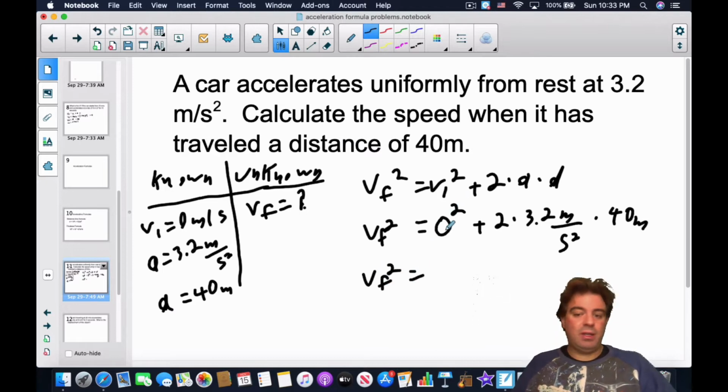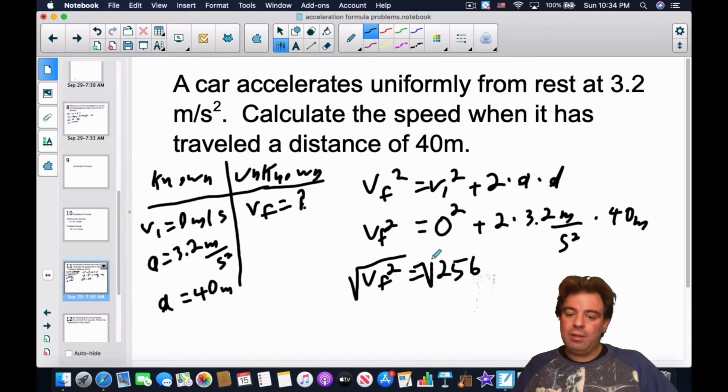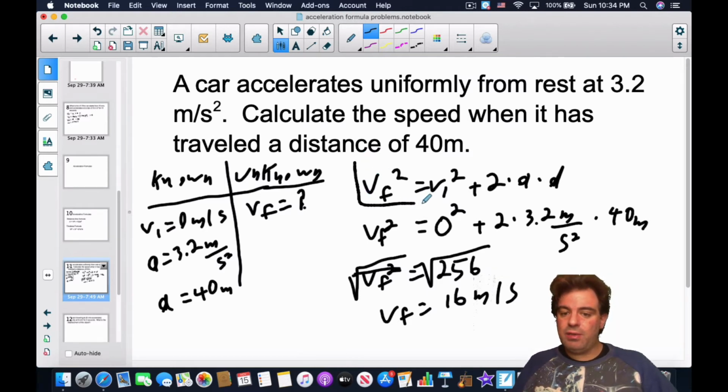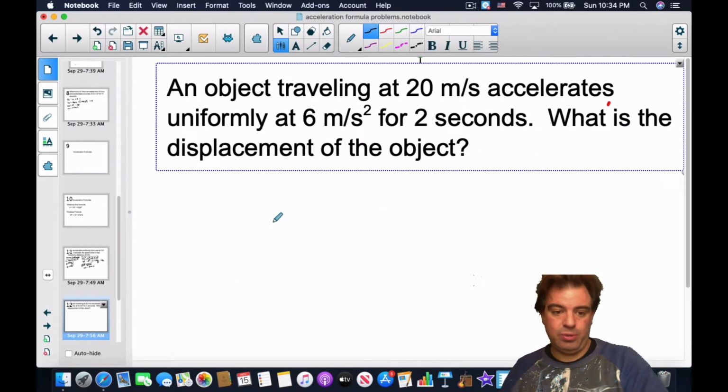So we're going to ignore this because that 0 squared is of course going to be 0. And we do 2 times 3.2 times 40. If you put this in your calculator, you're going to see that it's going to be 256. But that's the velocity final squared, which is 256. To find the actual velocity final, we've got to take the square root of both sides. And we see that velocity final, the square root of 256, of course, is going to be 16 meters per second. Pretty simple. Once again, if time is not given, if time is not asked for, you're going to use this formula over here that is called timeless, and no time is in its variables.